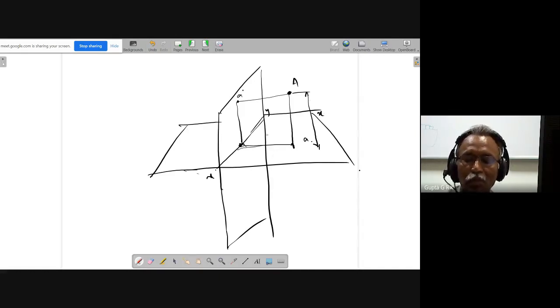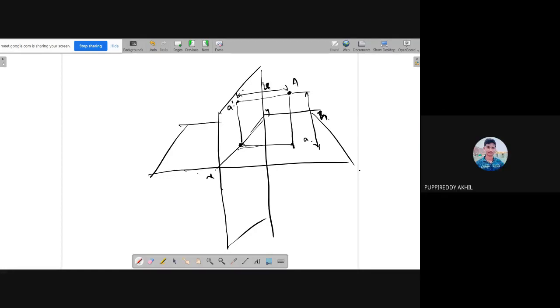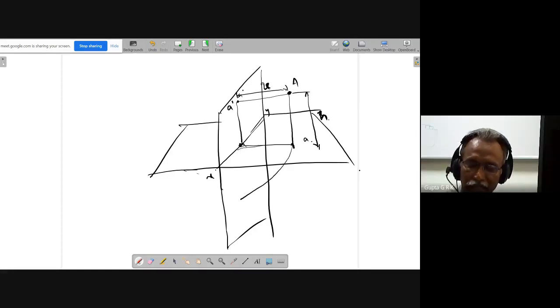And how much is in front of VP? Above HP, I will put H here. And this is how much in front of VP, I will put V here. After getting this, this is A dash, and this A comes down like this, below this. And I want to actually draw here.